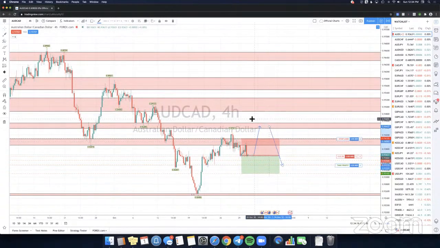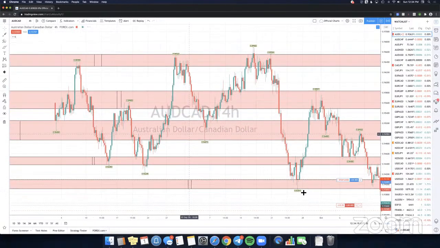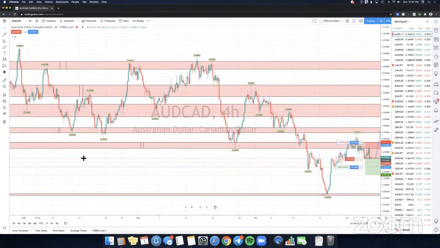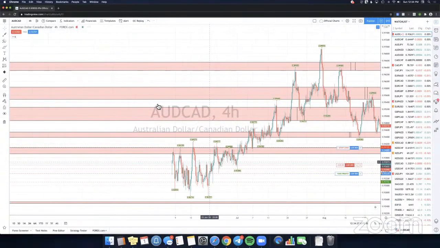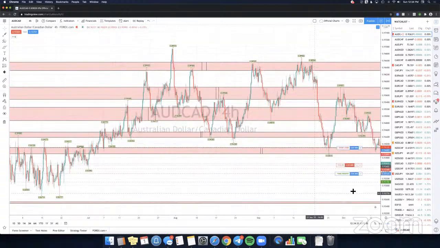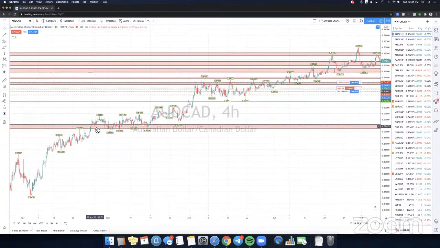Once you have this basic framework to identify where the zones are, you can see that if we go far back in price, these zones have been respected all the way back. These zones right here were created last week, but they were tested way back in June of this year and then again in April of this year. So you can see that these zones pretty much repeat themselves as time goes along.